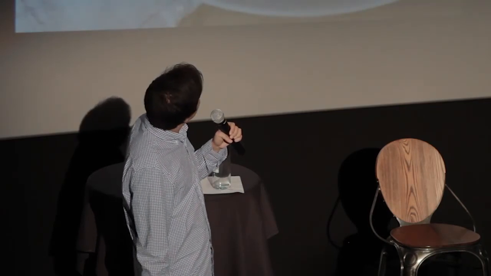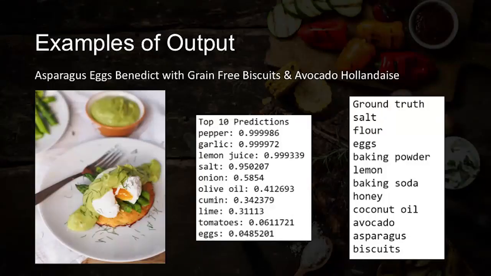Asparagus eggs Benedict with grain-free biscuits and avocado hollandaise. I don't know why I'm reading this. You guys can all read. So, we see lemon, great. Maybe pepper. It's actually, frankly, impossible to learn different kinds of oils based on the image. So we'll probably end up reducing that. The term's not over yet.